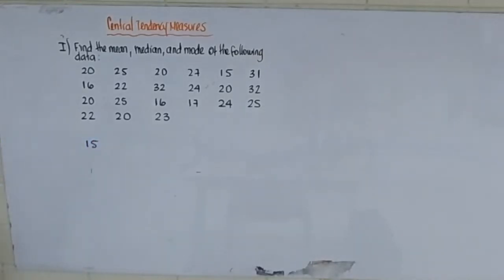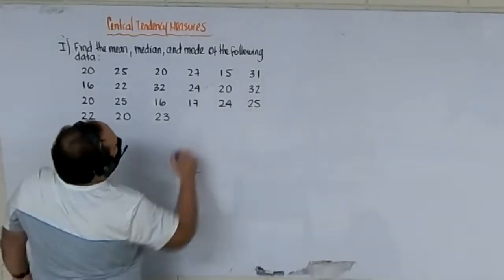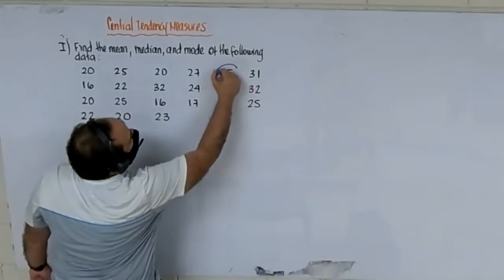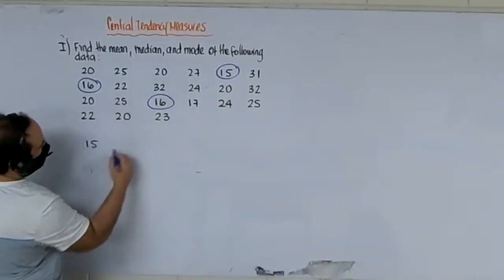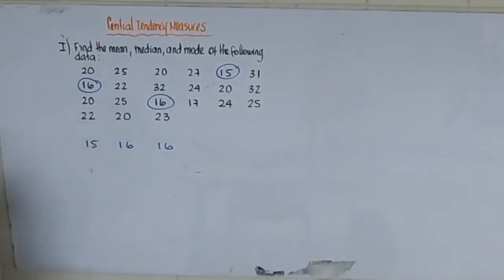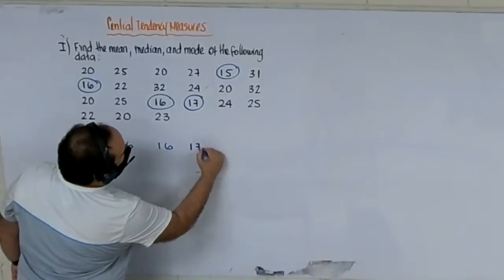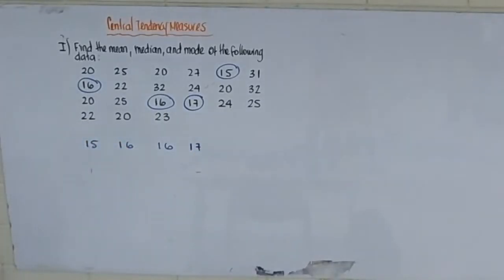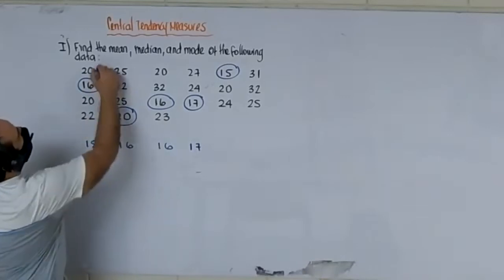After that, 16. How many times? Twice. So 15, 16, 16 twice. After that, 17. How many times? Once. What else? 20. How many times? Five times.